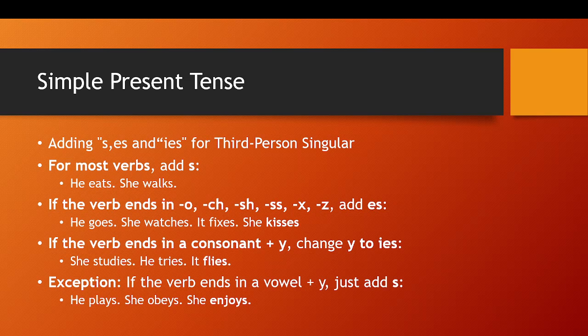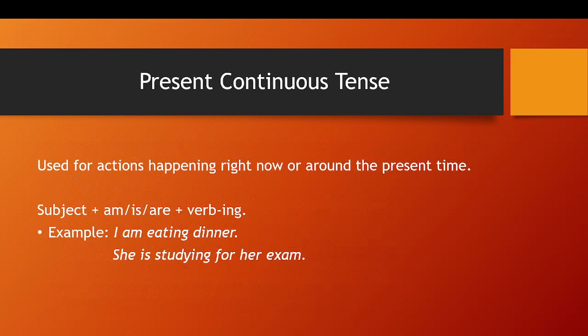The last one: if the verb ends with vowel plus Y, we just have to add S. He plays. Before the letter Y, the letter is a vowel sound A, so we have to add S. She obeys, she enjoys.